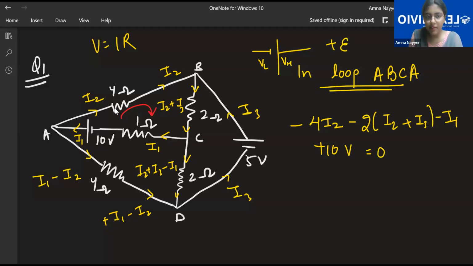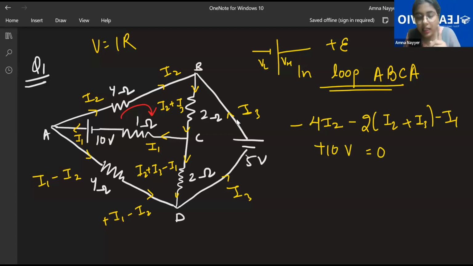Now, why was I writing this 4 into I2 like this? Because this was voltage 4 into I2. But 10 volt is already a written EMF. It's a cell, it's not a resistor. It already has a prescribed voltage. So what did I do? I just wrote the voltage as it is because I don't have to do I into R right now. The resistors are not given, it's just a cell.